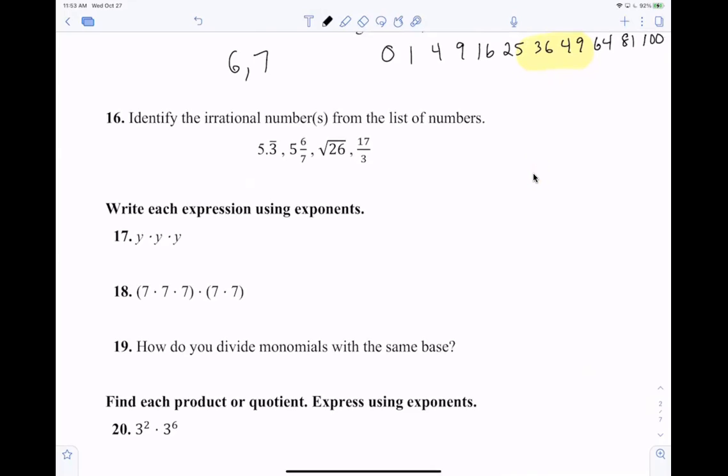You are correct with the square root of 26. Is 5.3 irrational? No. Because you can write it as a fraction. Remember that? Repeated numbers can be written as a fraction. So 5.3 repeating would be 5 and 1/3, right? Do you remember that? Sneaky.